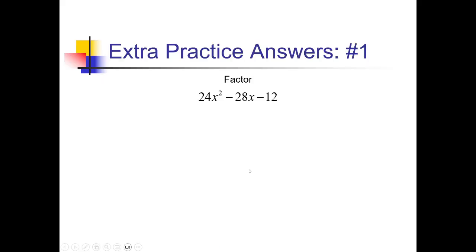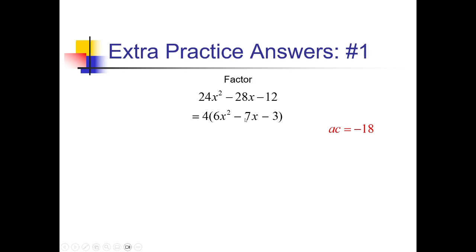I noticed that I don't have a 1x squared out in front, so I'm going to try to take out a common factor. Between 24, 28, and 12, I believe I can take a 4 out of all of those, leaving me with a 6x squared minus 7x minus 3. And now, since the stuff inside does not have an x squared coefficient of 1, and since there's no perfect square shortcuts I can use, I'll use my AC method. So 6 times negative 3 gives me an AC value of negative 18. And I'm looking for factors of negative 18 that add up to negative 7.